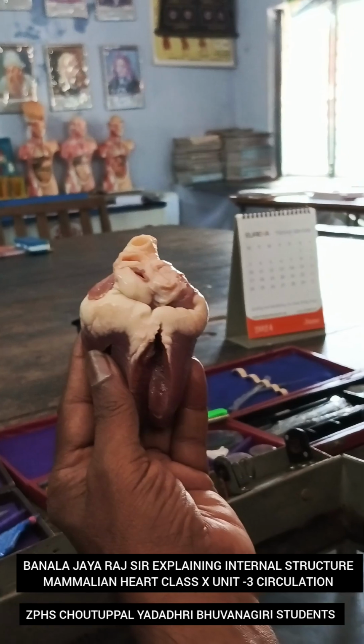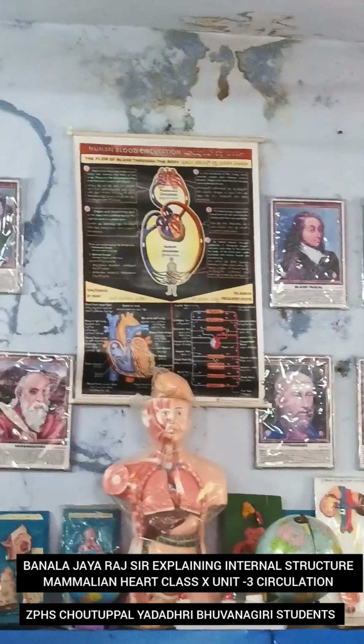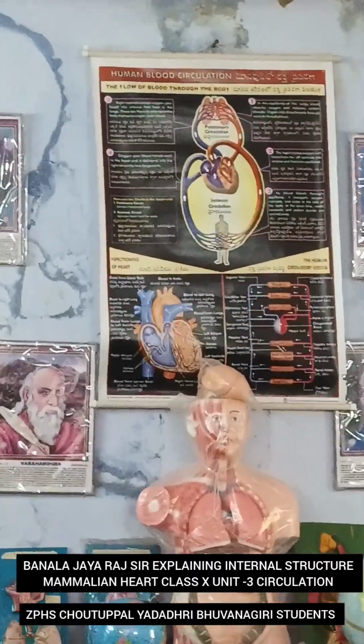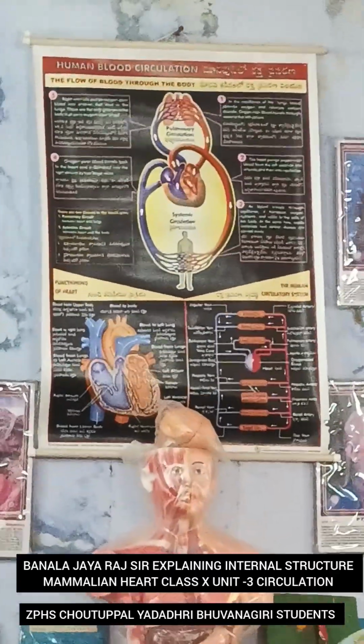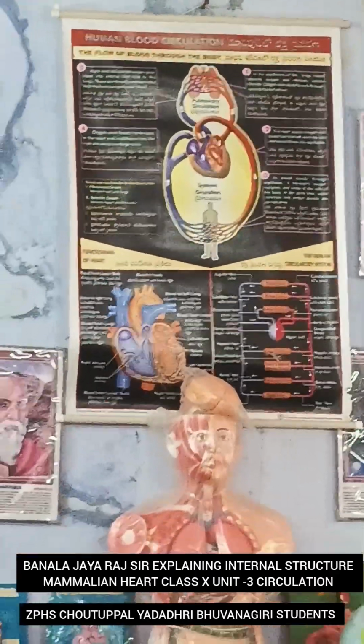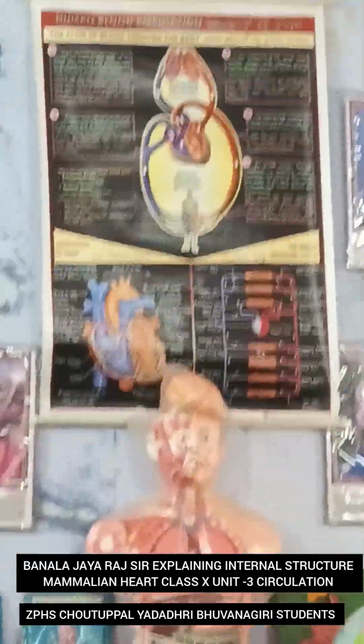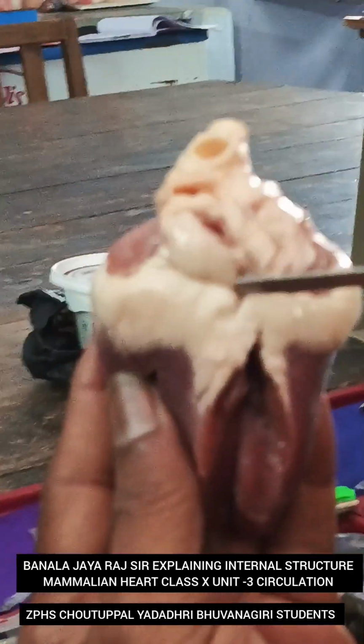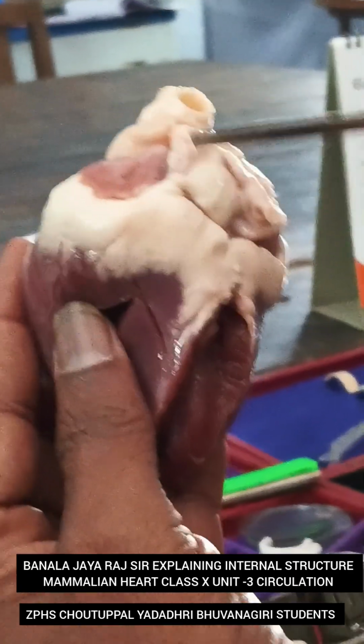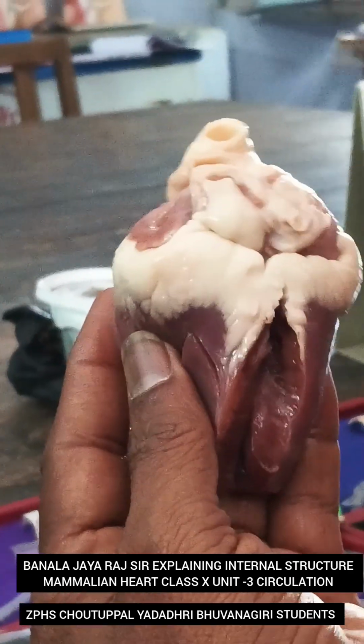In the chart you are seeing the 2 lungs, and the pulmonary artery divides into 2 and carries blood to the lungs. There in the lungs the blood is purified. Then from the lungs the blood is carried back to the heart by the pulmonary veins. Here you see the presence of pulmonary veins, small tubes, but here they are not clear.